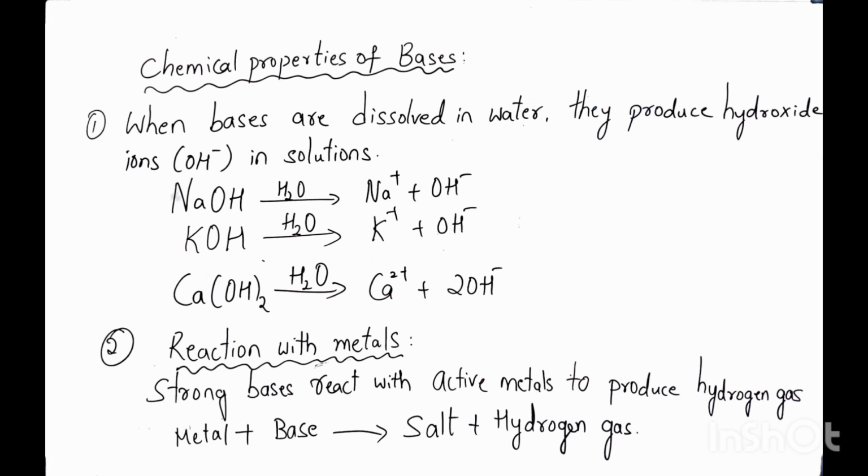Next, reaction with metals. How do bases react with metals? Not all the bases will react with metals. Only few strong bases react with active metals to produce salt and hydrogen gas. Active metals, we know that the metals which are placed above in the activity series, especially above the hydrogen, are called as active metals as they are more reactive than hydrogen. Metals react with bases to form salt and hydrogen gas.